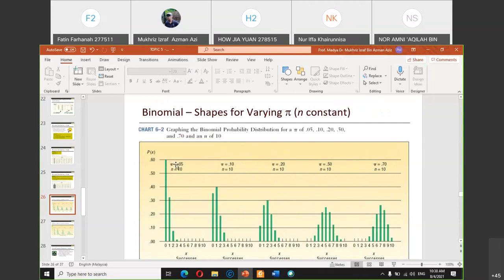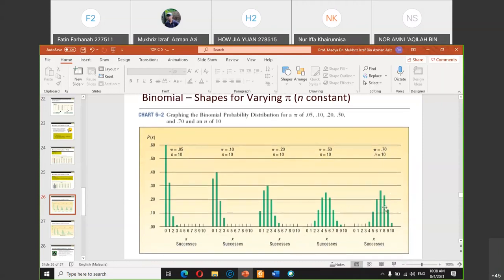But as the probability of success, pi, increases from 0.05 up to 0.7, you can see that the shape of the distribution becomes a normal distribution, or zero skewness. If you recall from chapter 1, the pattern of your distribution can have positive skewness, zero skewness, and negative skewness. A bell shape is what I call a normal distribution. So when you increase the probability of success, the shape of the distribution will tend to become zero skewness, or normal distribution.